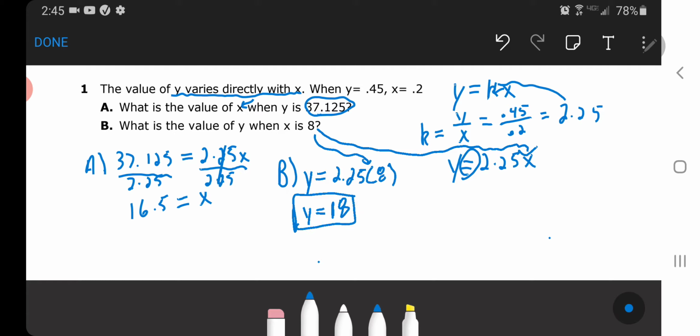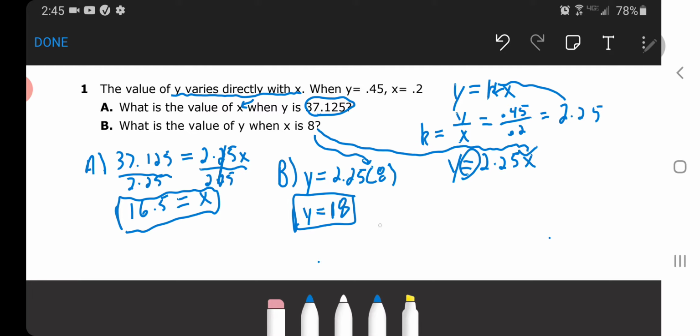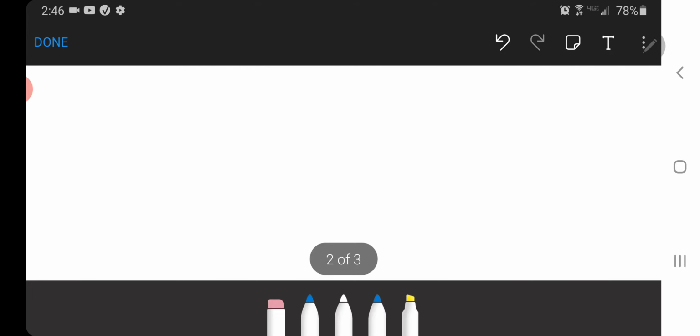Part A, once again, when y was 37.125, x was 16.5. And that's all the difference. So if they give you the y, you know you're going to divide. If they give you the x, you just take your constant of proportionality, your k, and multiply it to your x value. Pretty easy once you find that k value. Let's move on to the next problem.